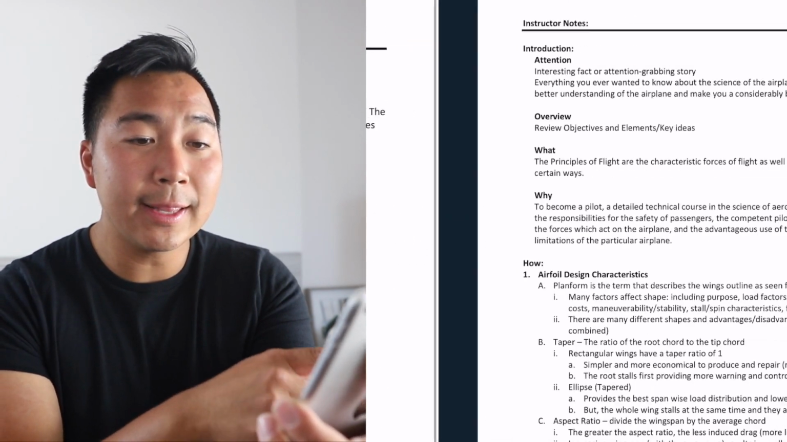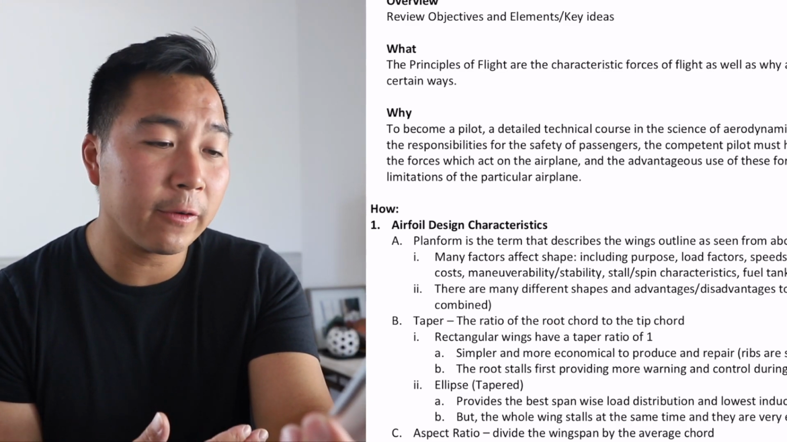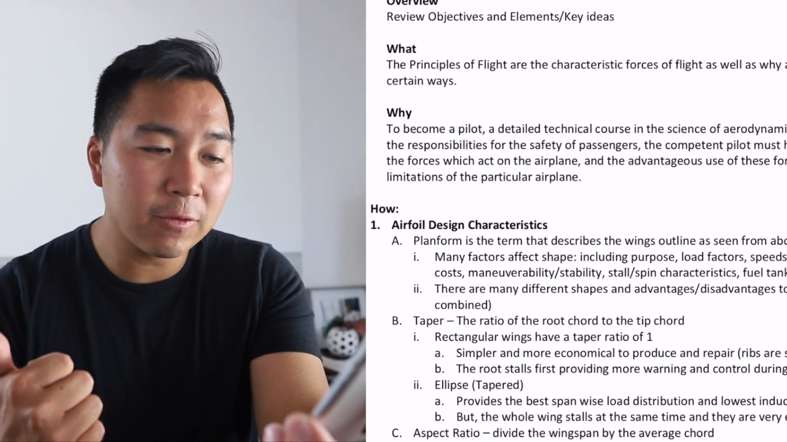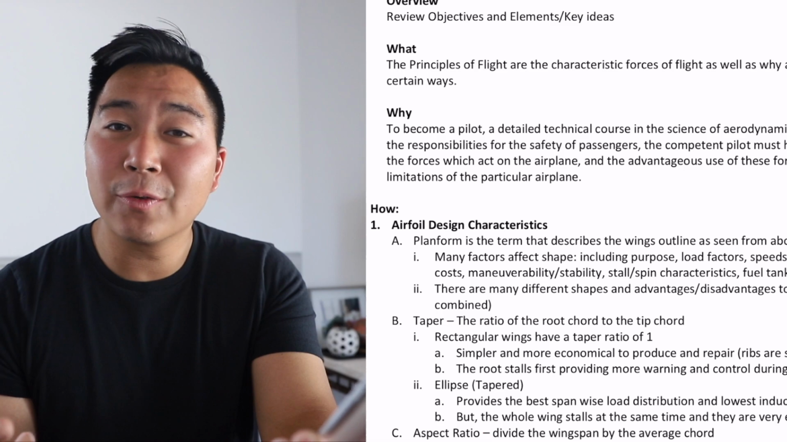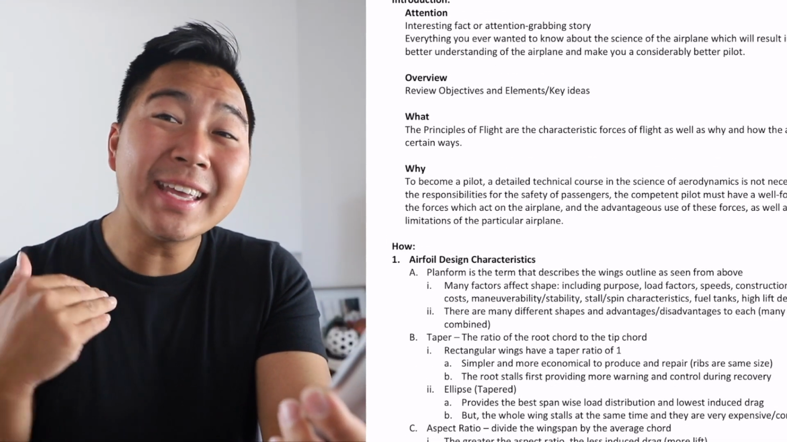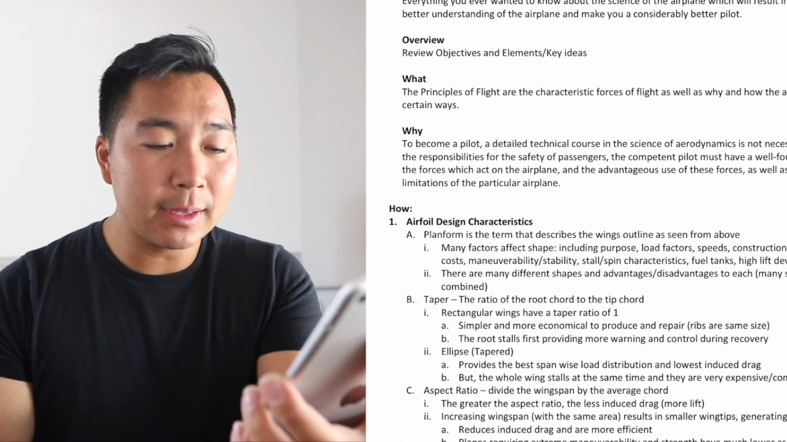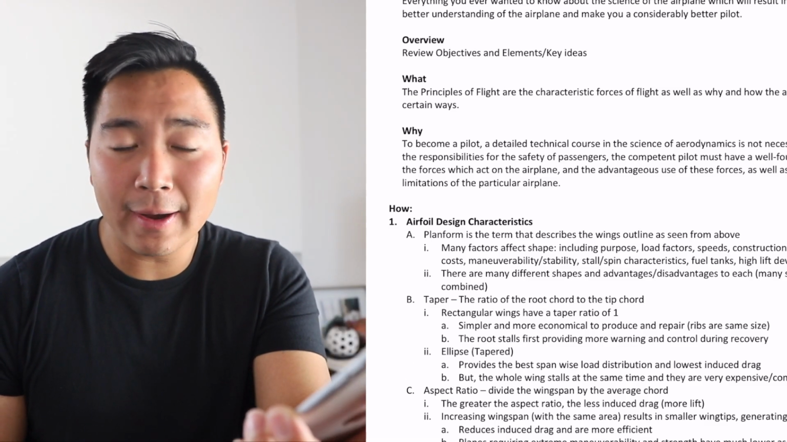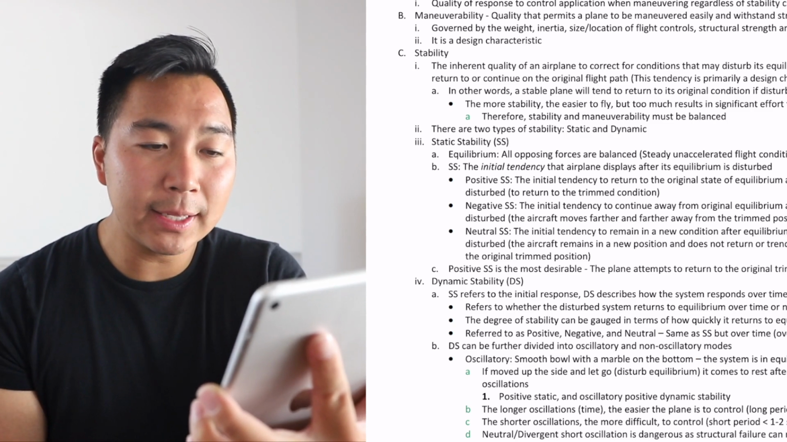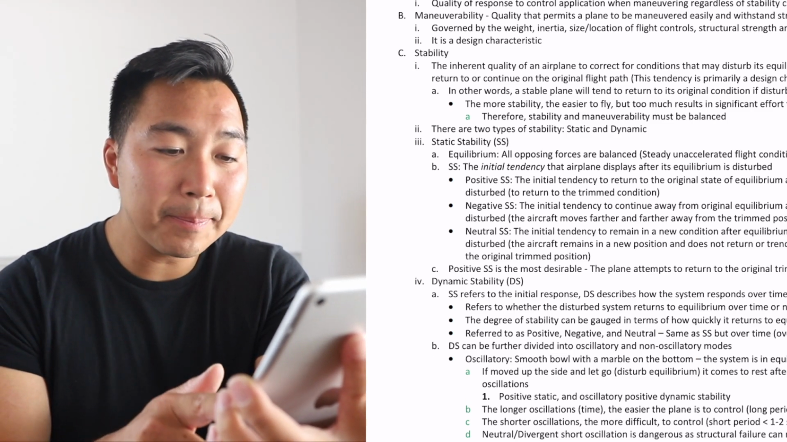And then once you go to the next slide, you see how it goes into detail talking about the airfoil design. It talks about the different designs, such as the planform, the taper, the aspect ratio, sweep wings, and under these bullet points, it goes into even more detail, all right? Next up was stability and controllability, right? And that also goes into detail. See, talking about what stability is, the different types of stability, and then talking about controllability.